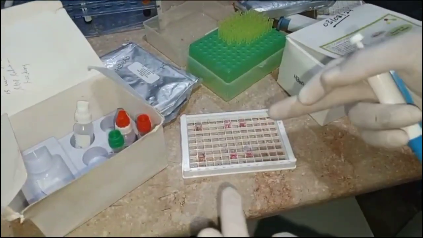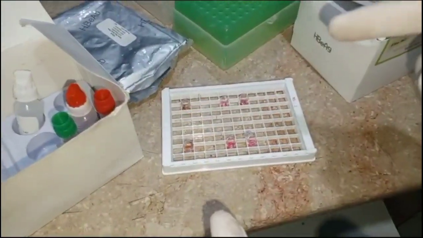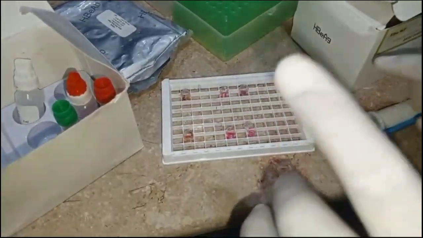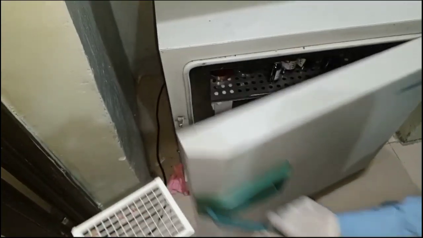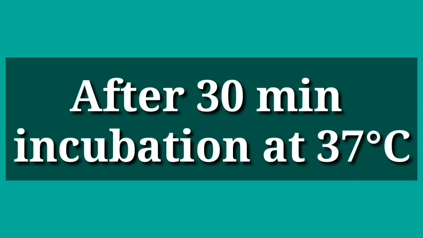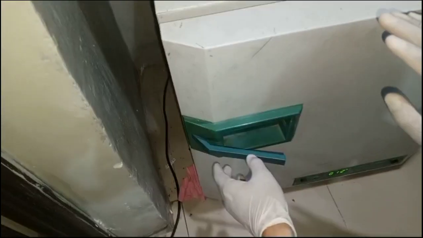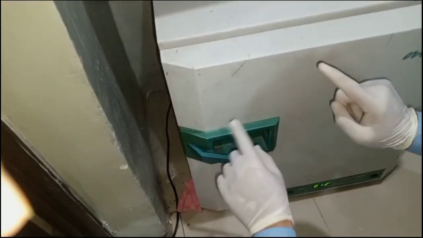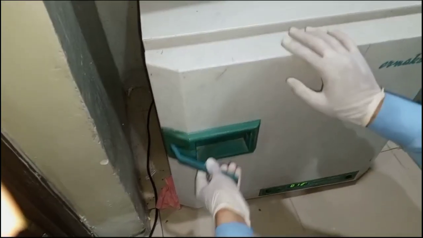Now once we add this, what should we do? We have to incubate it. We should incubate it for almost 30 minutes at 37 degrees Celsius. So this is the incubator. Now we should place it into the incubator. After 30-minute incubation at 37 degrees Celsius, what should we do? We have to wash it. So now the incubation process is done.